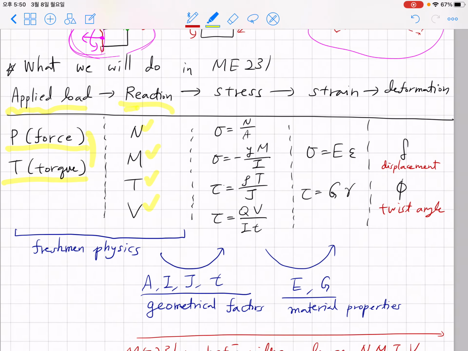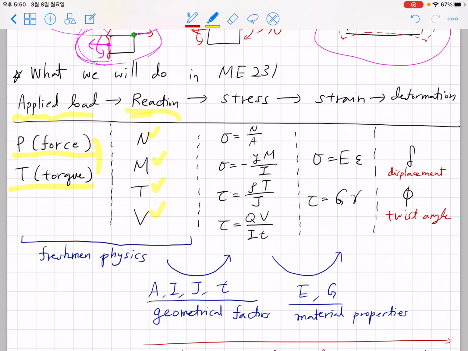Given these reactions, force and moment, what you're gonna see is this normal force will result in normal stress, and this moment will induce normal stress that is not constant over the cross-sectional line. So that will be the topic of the next chapter, chapter 4. Then the torsion T would induce shear stress, and shear force V would induce shear stress.